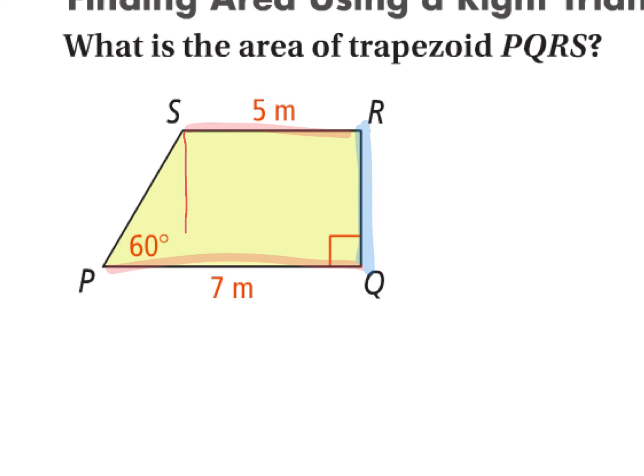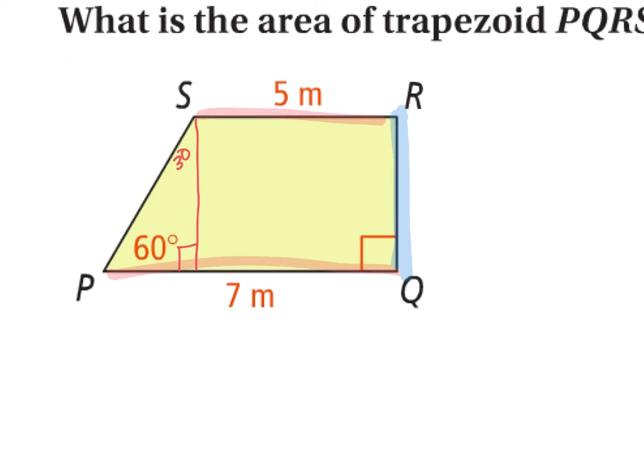Let me give you a hint. So I'm going to draw a line right here. That's still the height, RQ. I just shifted it over. But if you notice, I have a 30, 60, 90 triangle. Weird. I just talked about 30, 60, 90s. So this is our 30.